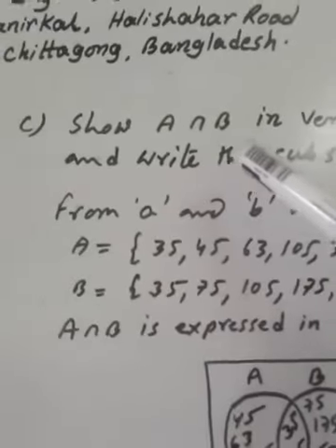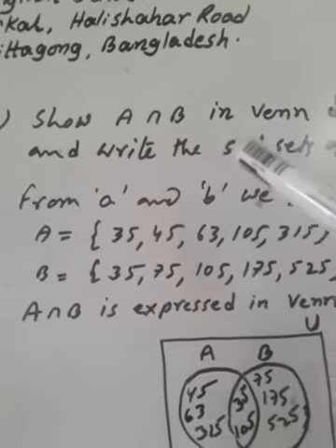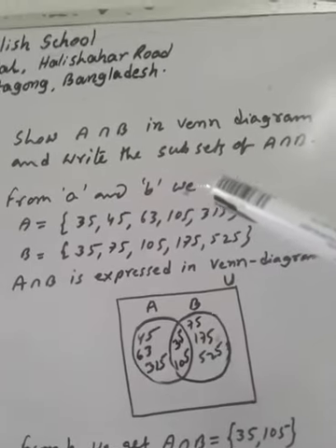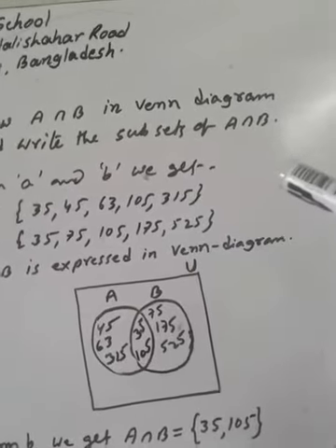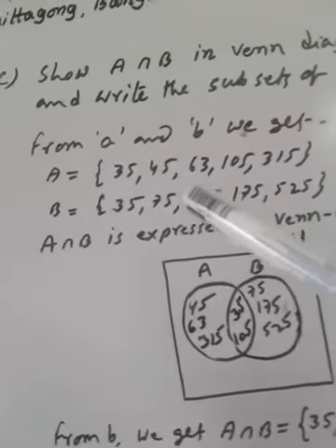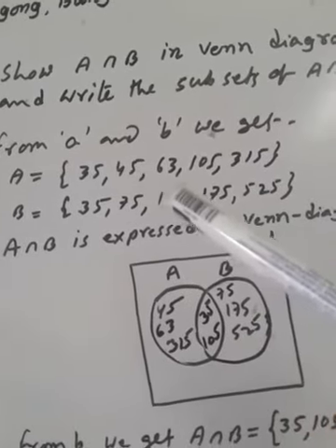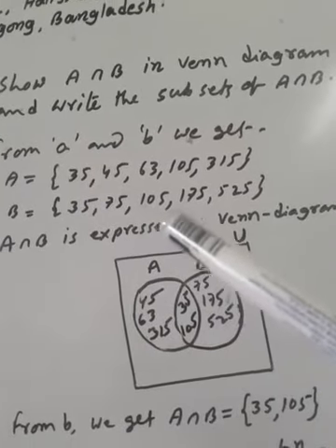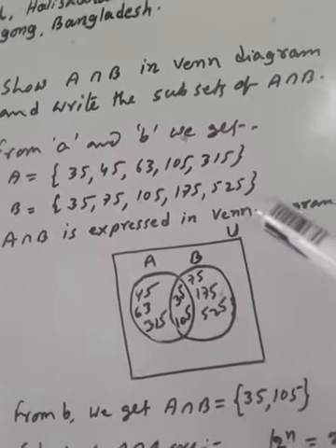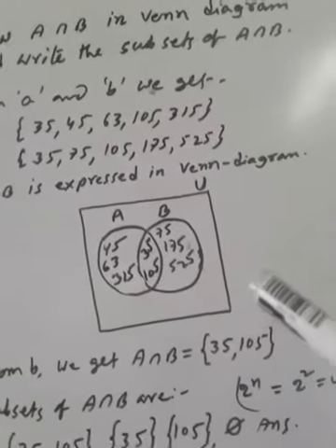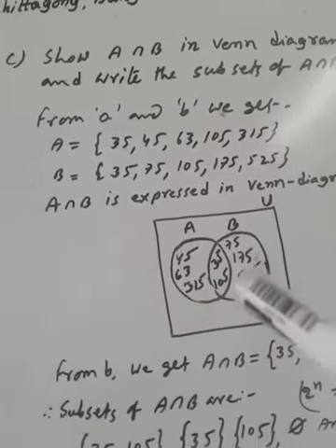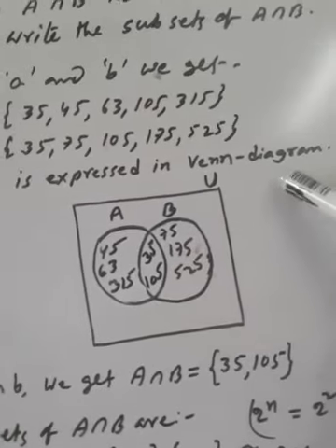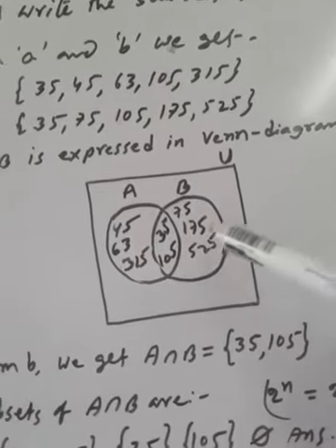C. Show A intersection B in a Venn diagram and write the subsets of A intersection B. We got set A equal to 35, 45, 63, 105, 315, and B equal to 35, 75, 105, 175, 525. So the Venn diagram is like this. For two sets we have to draw two circles inside the square, and this is the universal set, the full square.